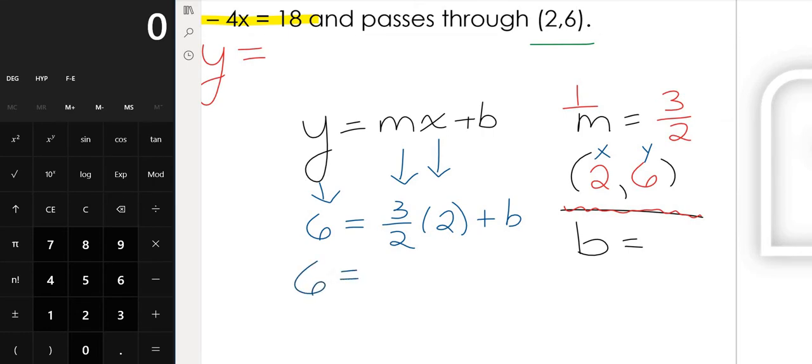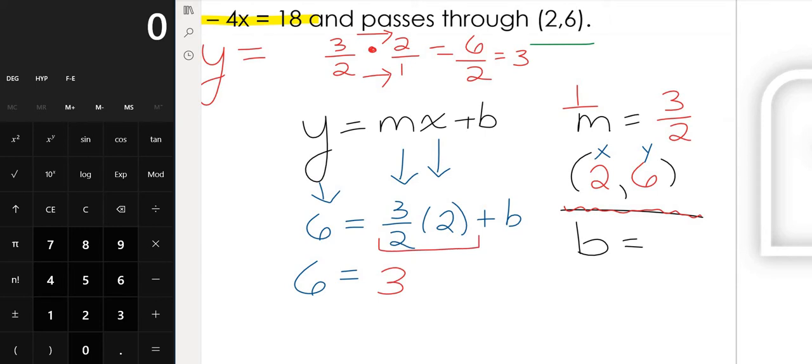6 equals 3 over 2 times 2. Let me walk you through that real quick. 3 over 2 times 2. Put the 2 over 1 so that you can multiply fractions. They both need to be fractions, so you can multiply across. 3 times 2 is 6. 2 times 1 is 2. 6 divided by 2 is 3. So here we have 3 once we've done this multiplication. Plus b.